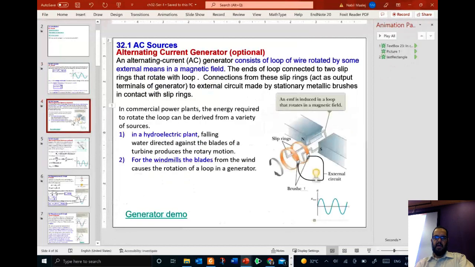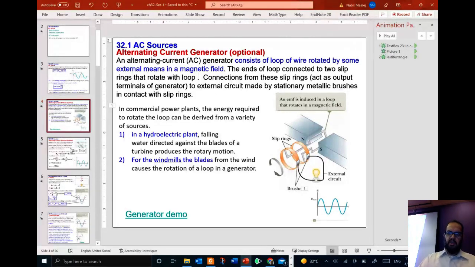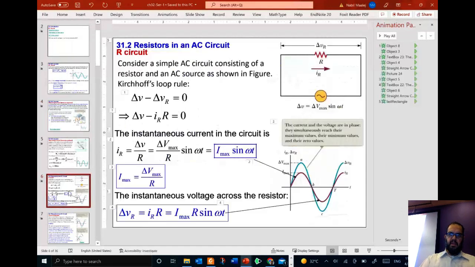Okay, and we said this is how we can get it, by having a loop rotating in a magnetic field, and the mechanical rotation can be converted due to the flux change through the loop. We can get an induced EMF, and hence we can get a sinusoidally varying voltage. Okay, we started with a resistive circuit.